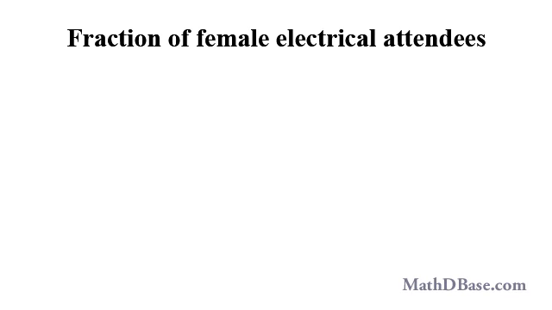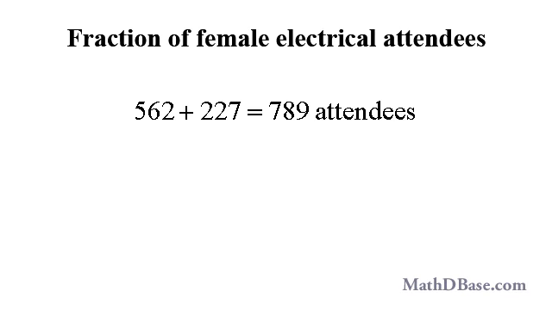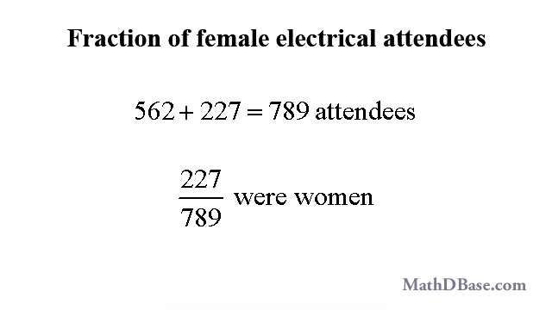At an international conference of electricians, there were 562 men and 227 women. What fraction of the attendees were women? There were 562 plus 227, or 789 attendees at the conference, the whole. Of the whole, 227 of them, or 227 over 789, were women.